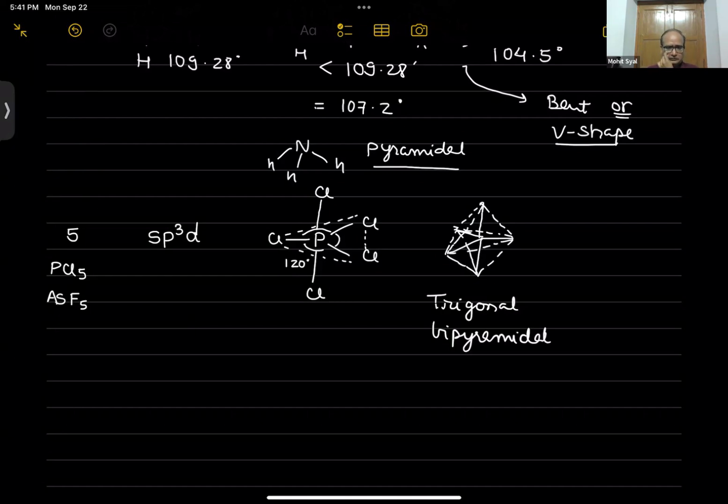Is it clear? In short, it is known as TBP, trigonal bipyramid. What are the values of the bond angle? 120. In the plane, the bond angle is 120, and between the top atom and the one in the plane, it is 90 degrees. These two bonds are known as axial bonds because they are along the axis, and these three are known as equatorial.